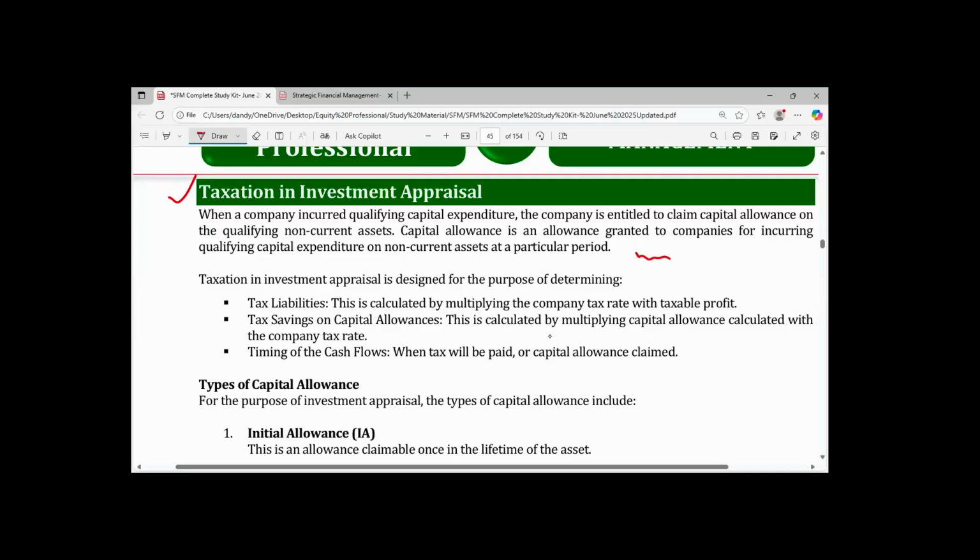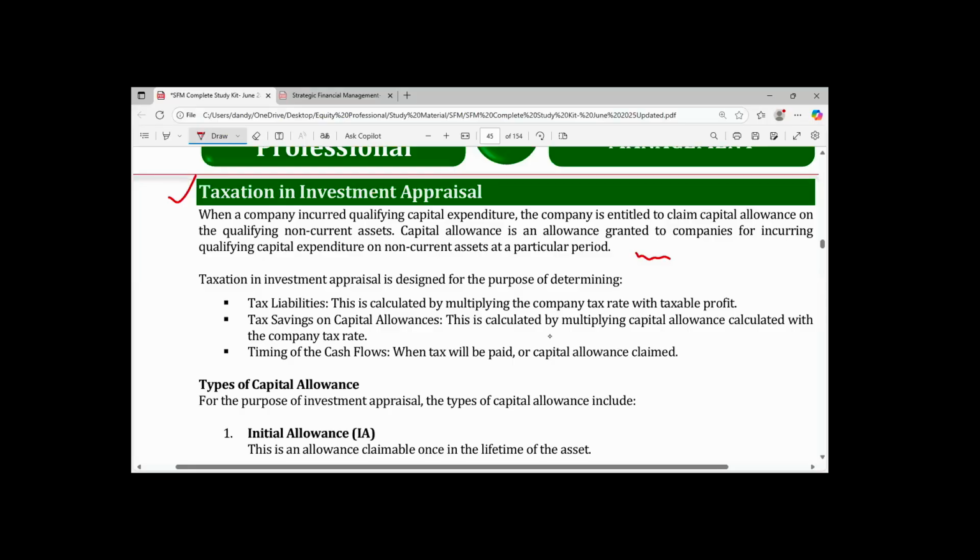For example, if a company purchases non-current assets such as building, furniture and fittings, equipment, plant and machinery, any qualifying capital expenditure, the company is expected to claim capital allowance on those assets. Because the primary purpose of capital allowance is to reduce taxable profits for the purpose of lowering your tax liability as a company. Because if you don't claim your capital allowance, your tax liability will increase. But once you incur qualifying capital expenditure, you are supposed to claim capital allowance in order to reduce your total tax liability. That's the primary purpose of considering capital allowance in capital budgeting.